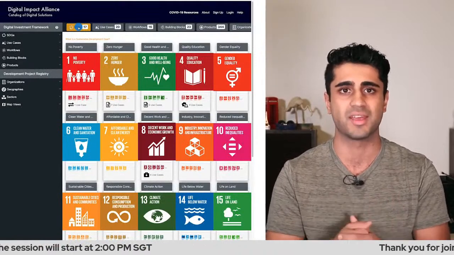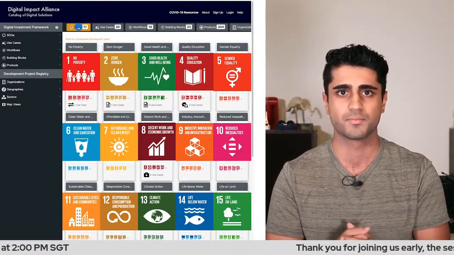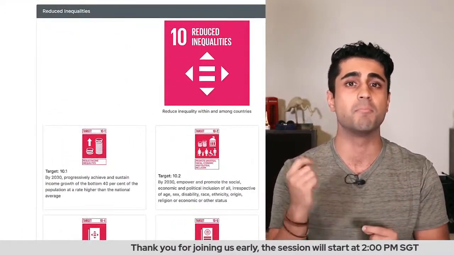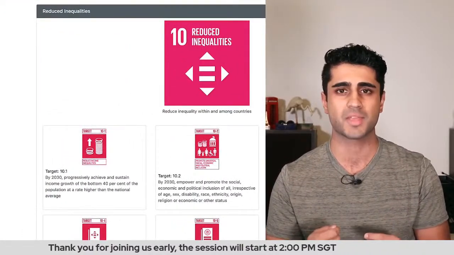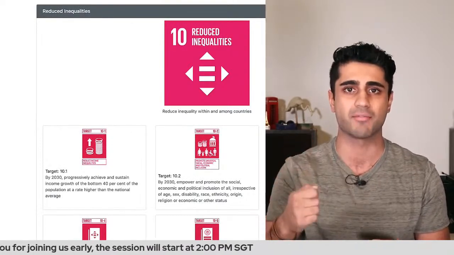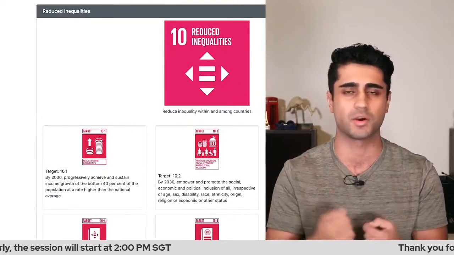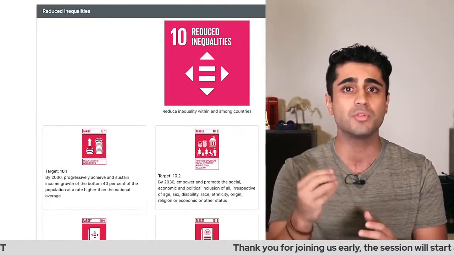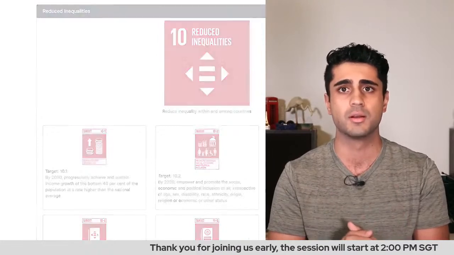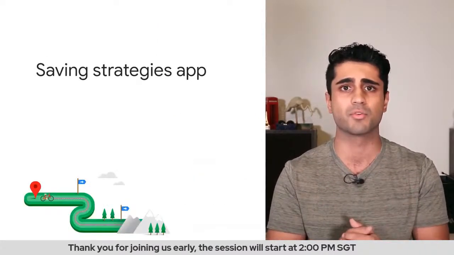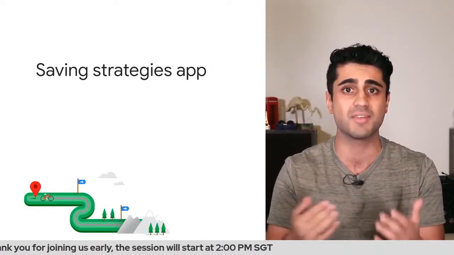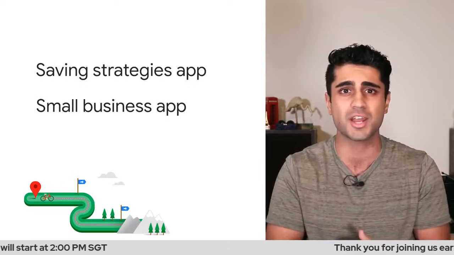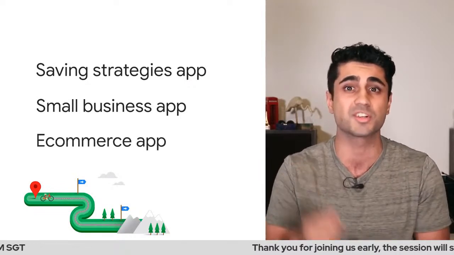Let's take a look at Goal 10, Reduced Inequalities. Target 1, achieve and sustain income growth for the bottom 40% of the population at a rate higher than the national average. What a well-defined target. Okay, so now you can start brainstorming again on how you can achieve progress through technology here. Maybe you can build an app or a platform that educates people on financial and saving strategies. Or maybe you can help small businesses grow through education apps or e-commerce and marketing apps that are specific to your community.